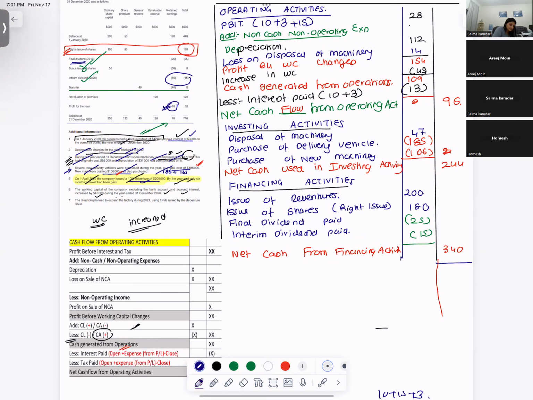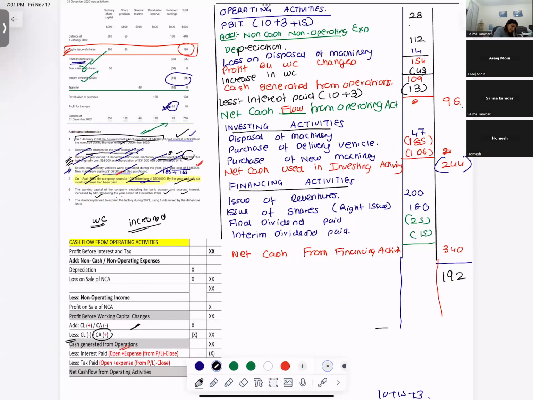Yes, 340? Okay. So when you add all of this, are you getting positive or negative? Miss, let me calculate it. Operating plus investing plus financing. It's positive. Positive what? 192. So what is 192?